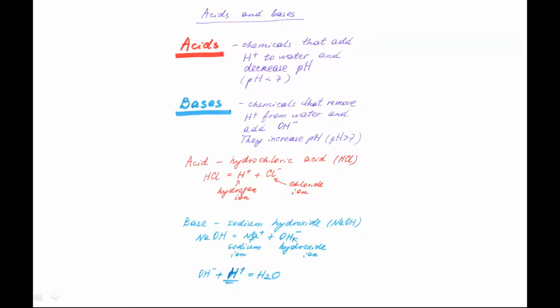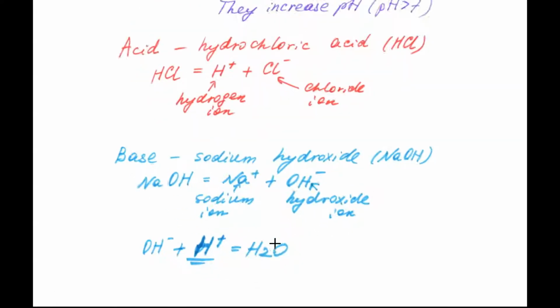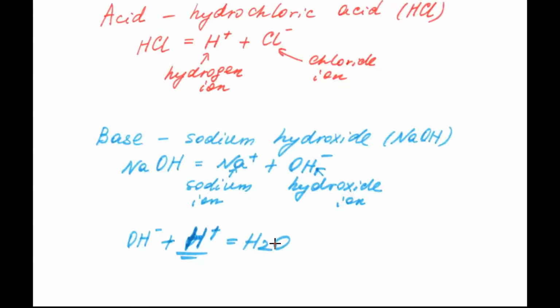Now, let's take a look at the example of a base, which is shown here in blue color. The chemical which is a good example of a base would be sodium hydroxide. The molecular formula of sodium hydroxide is NaOH. So this molecule is made of one sodium atom, one oxygen atom, and one hydrogen atom.